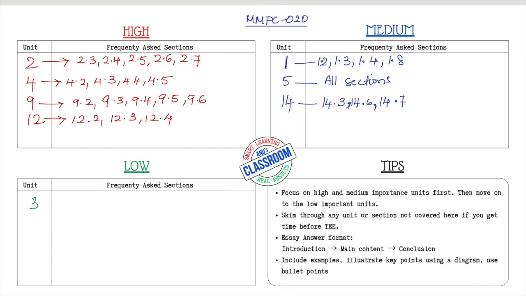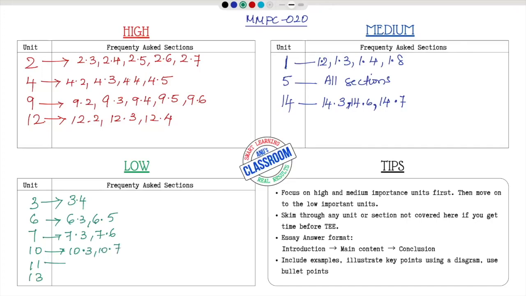So Unit 6, Unit 7, then what else? Yeah, Unit 10, Unit 11 and Unit 13. These are the low importance units. From Unit 3, focus at least on 3.4. From Unit 6, at least on 6.3 and 6.5. From Unit 7, at least on 7.3 and 7.6. From Unit 10, at least 10.3 and 10.7. From Unit 11, at least 11.6 and 11.7. And from Unit 13, at least 13.4 you must learn, because previously questions have been asked from these sections.